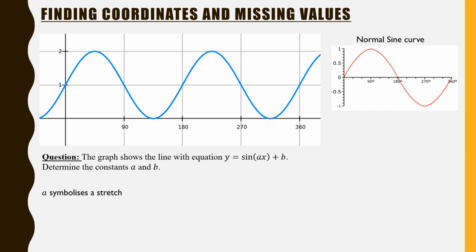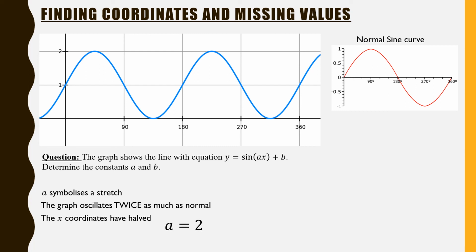And if I look at my stretches, I can see that it oscillates twice as much as normal, and the x coordinates have actually halved. So if an x coordinate is halved and it's in the bracket, that means that my a value has to be 2, because remember it's the opposite to what you think.